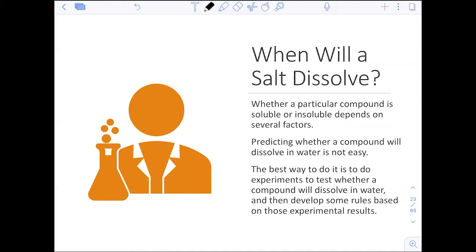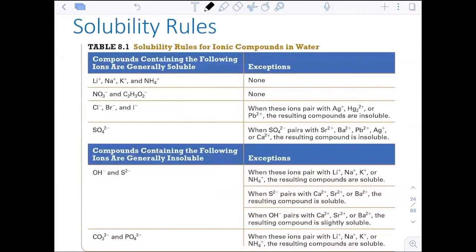And then there are some rules that help us. So we're going to stick with the rules because this is a lecture course, not a lab course. But with the rules, table 8.1 are great solubility rules for ionic compounds. Now, let's read this chart together so that we can truly understand what's happening here. Because utilizing this chart for studying purposes is very important.